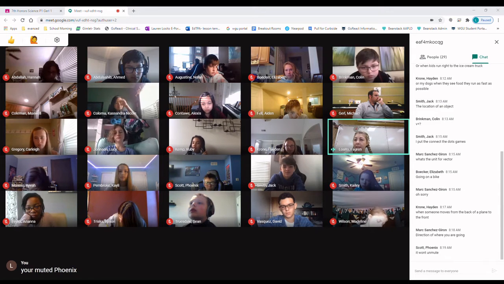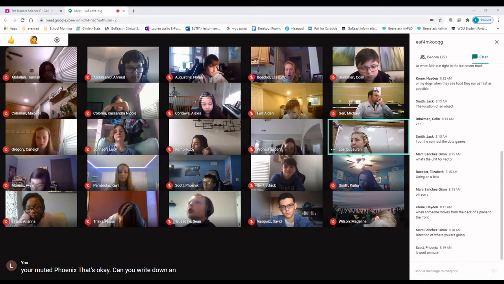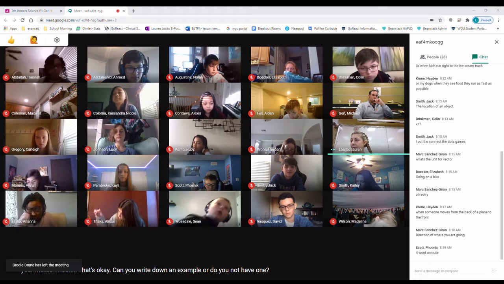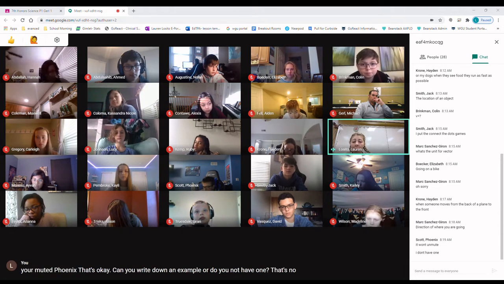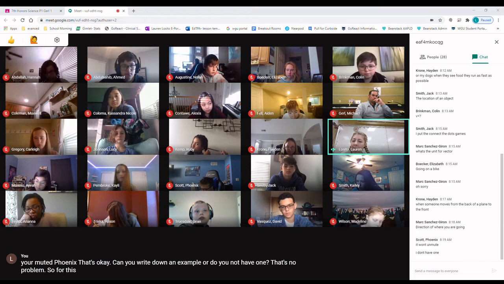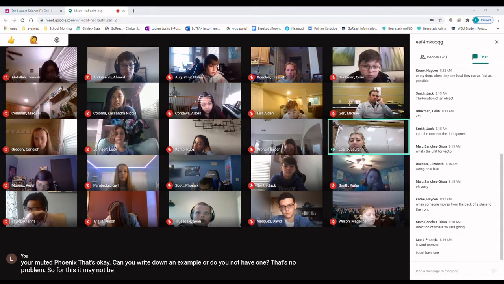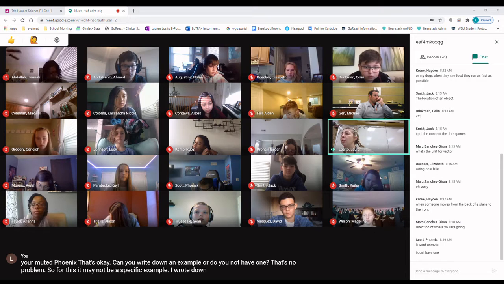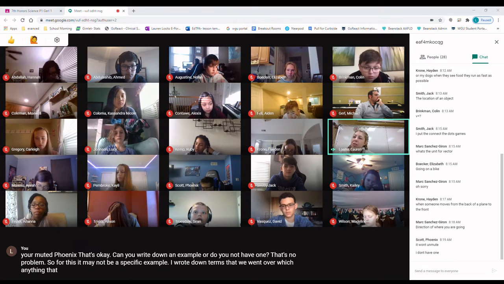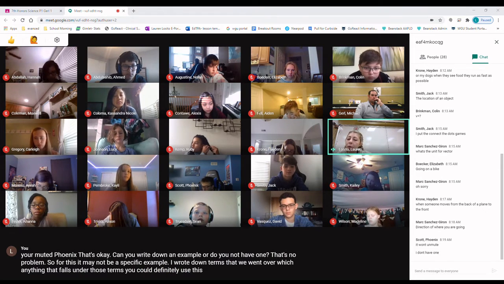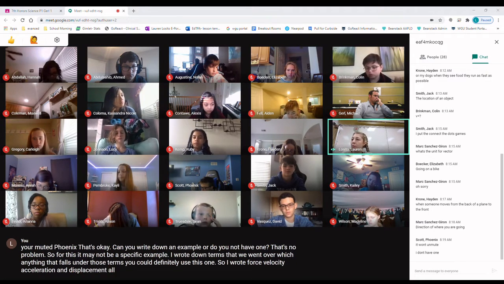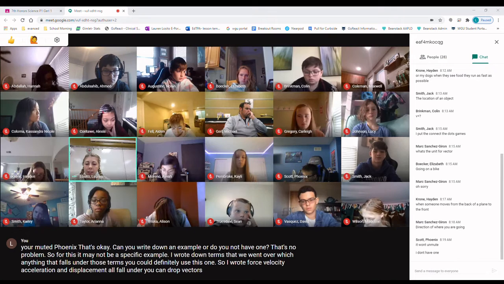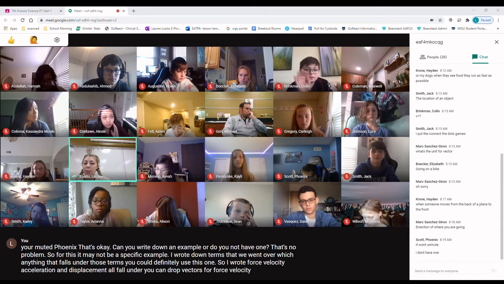That's okay. Can you write down an example or do you not have one? Oh, that's no problem. For this, it may not be a specific example. I wrote down terms that we went over, and anything that falls under those terms you could definitely use. I wrote force, velocity, acceleration, and displacement. You can draw vectors for force, velocity, acceleration, and displacement.